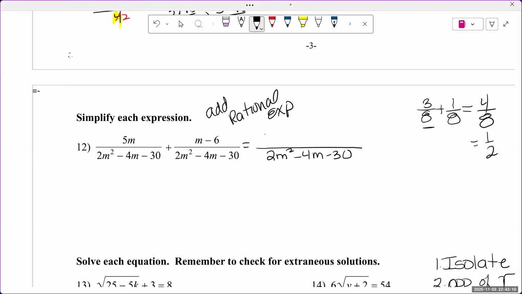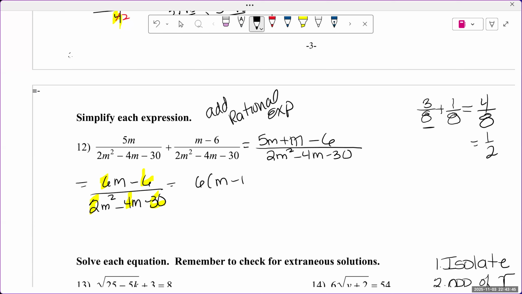So I'm going to add the tops. It's a little different. If it's subtract, you would have to distribute the negative. Combine like terms. Okay. Now look at all the terms. 6, 6, 34, 2. They all are divisible by 2. So let's go ahead and factor out the 6 from the top. Now we could cancel. That leaves a 3.